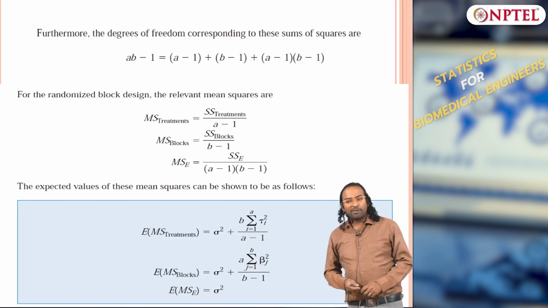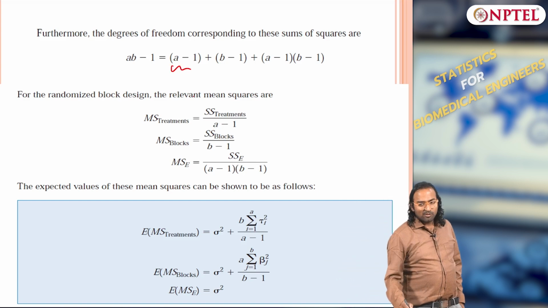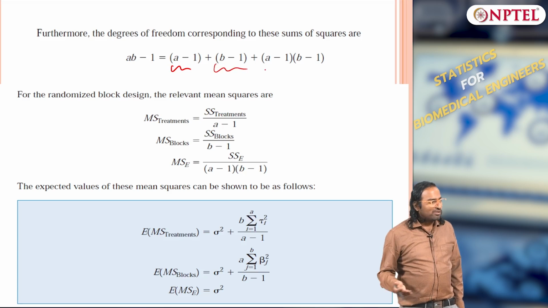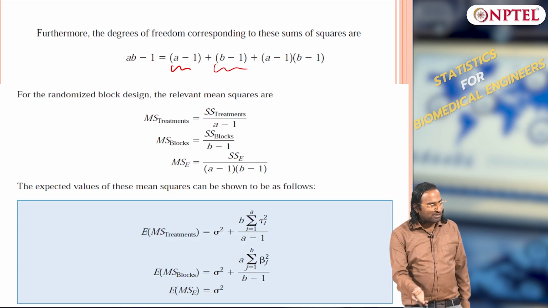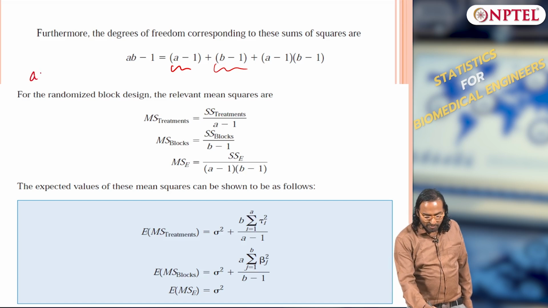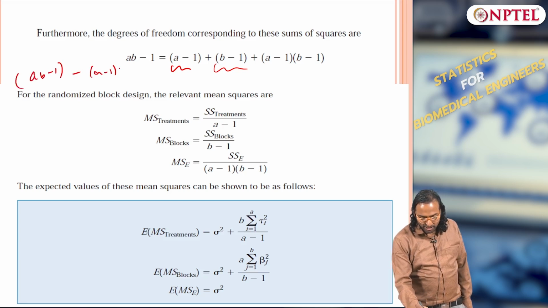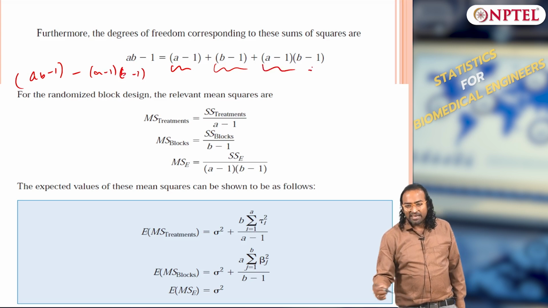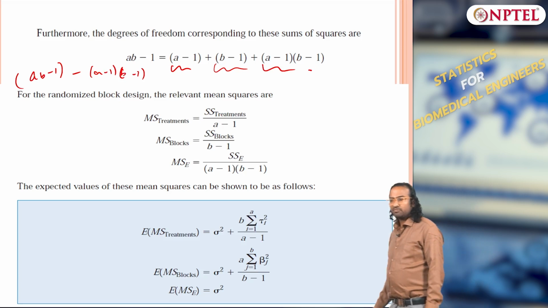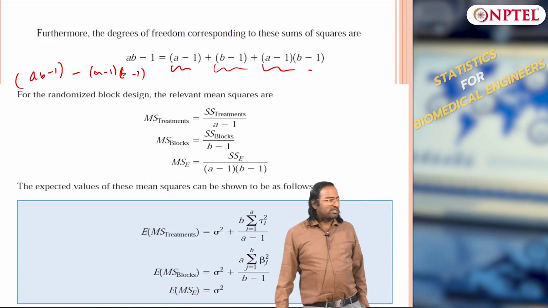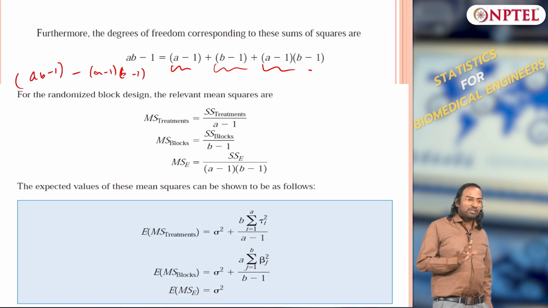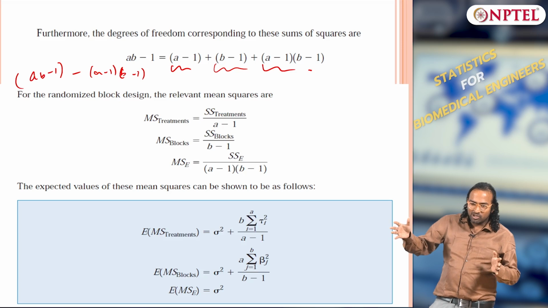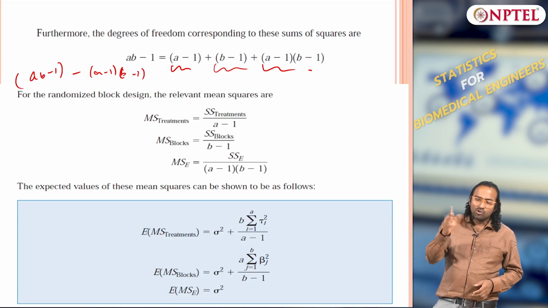And what is the treatment degrees of freedom? A minus 1. What is the blocks degrees of freedom? B minus 1. So now the error you have to calculate: AB minus 1 minus (A minus 1) minus (B minus 1), that is your error degrees of freedom, which turns out to be (A minus 1) into (B minus 1). The degrees of freedom of the individuals should sum to the total. The total degrees of freedom is AB minus 1, because you estimate a grand mean.